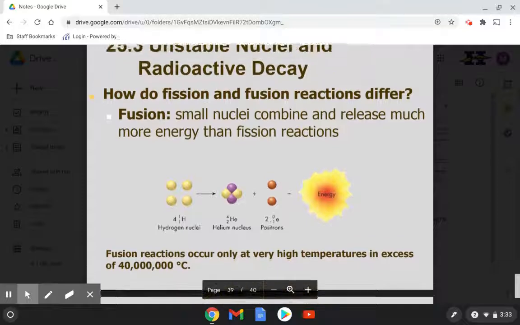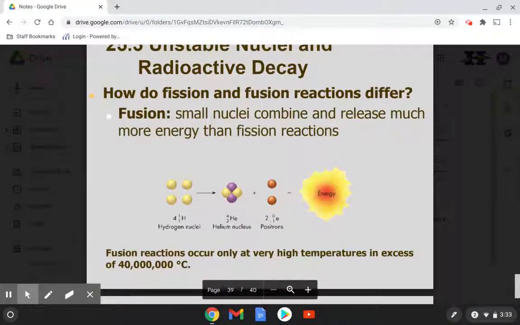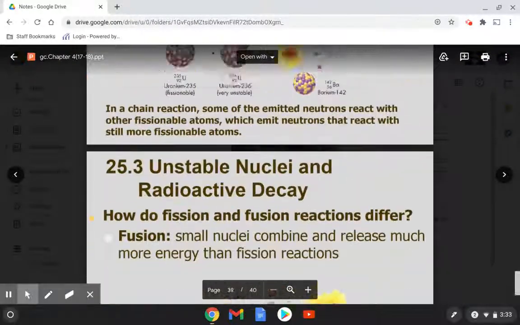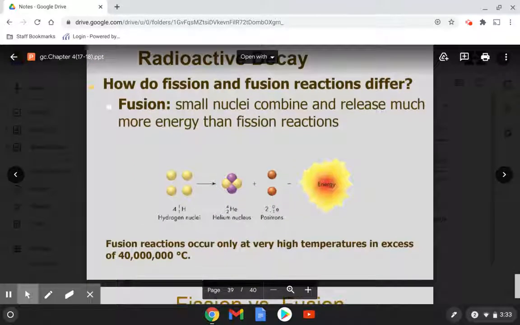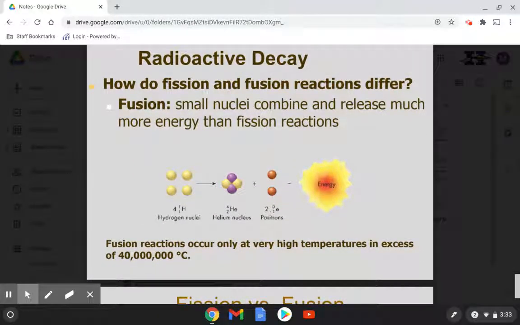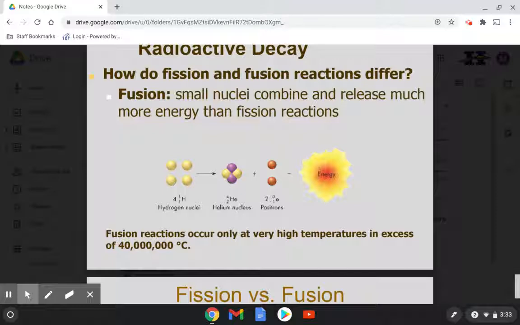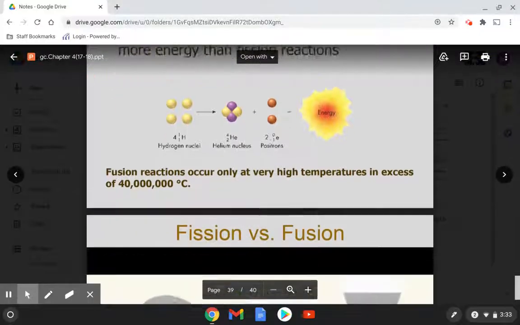And so how do fission and fusion reactions differ? With fusion, small nuclei combine and release much more energy than with fission. So again, there's more energy involved with fusion than fission. With fusion, the reactions only occur at very high temperatures, in excess of 40 million degrees Celsius.